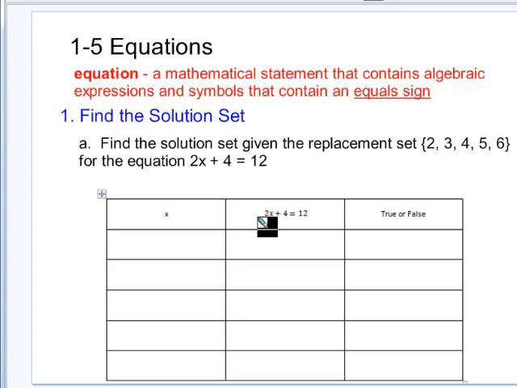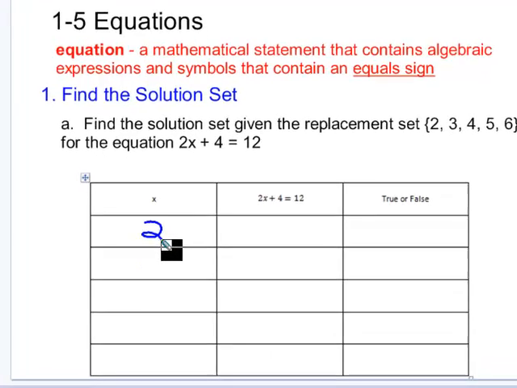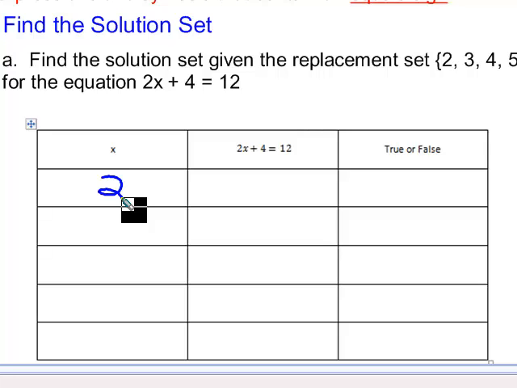So for your homework today, you're going to have to make a table. All right? And in the first column, I labeled x. And then we're just going to put in the number 2. That's the first number of our replacement set. Okay, so that's what I want to replace x with. When x is 2, the given equation looks like this. Okay, and then it's up to you to determine whether that's a true equation or a false equation.